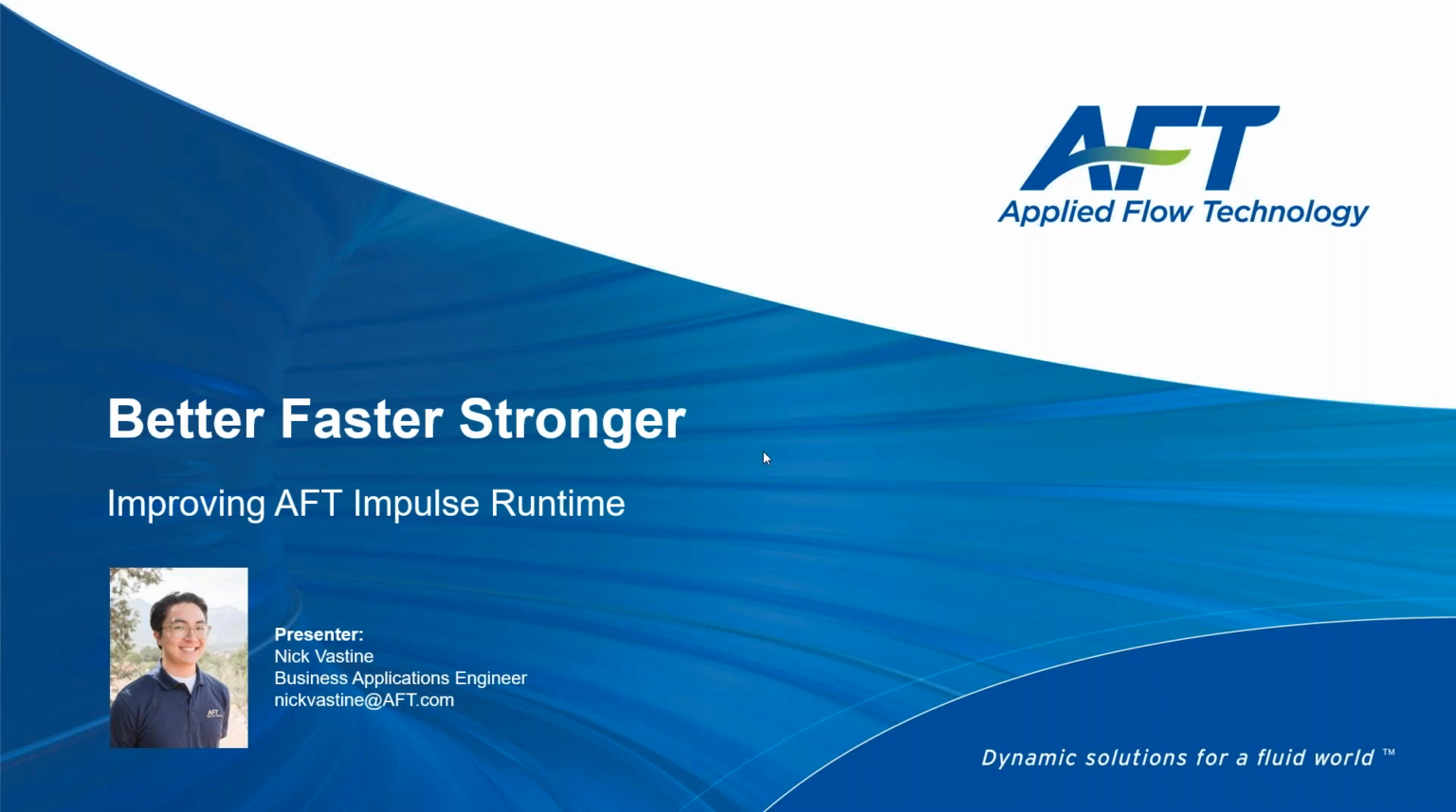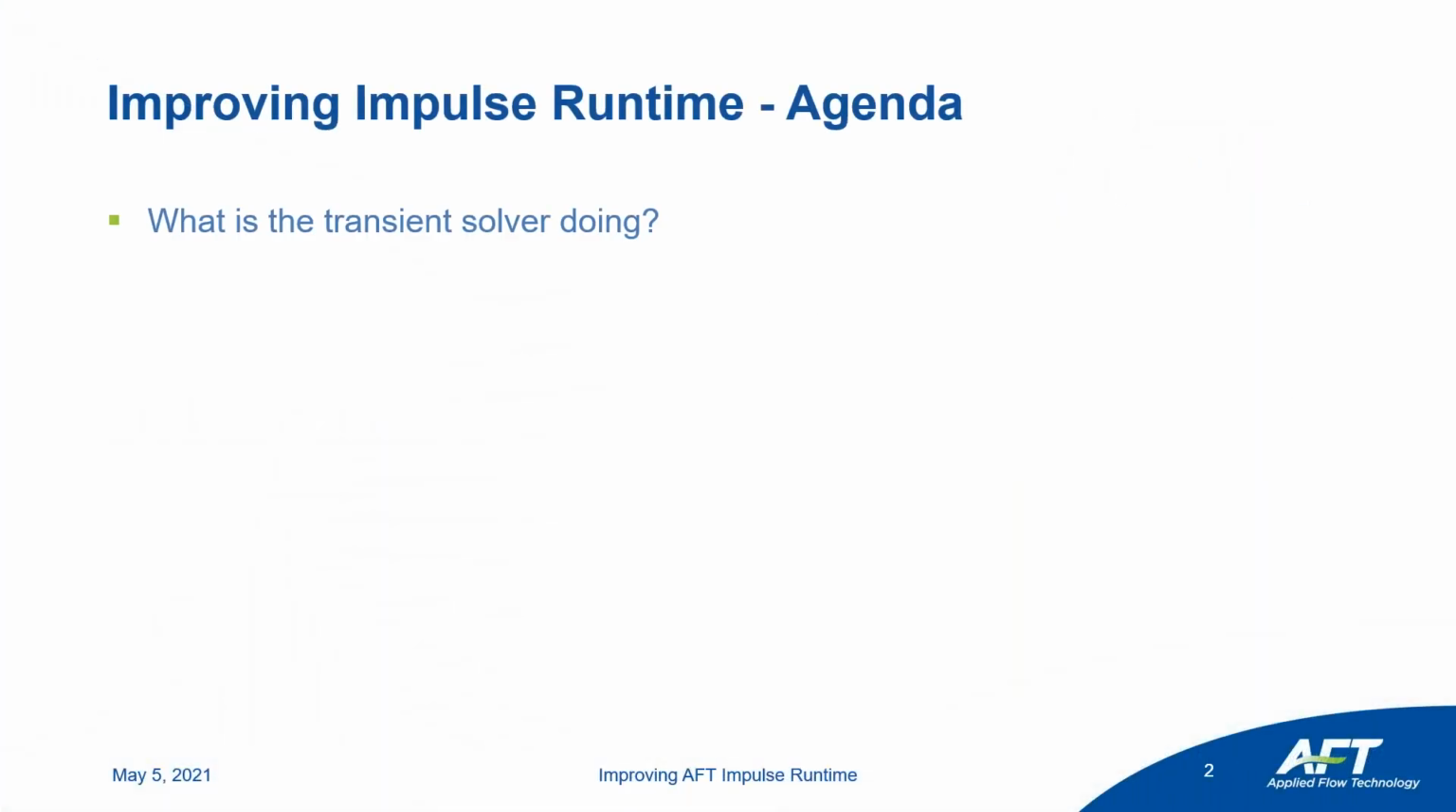So with that in mind, let's jump into the agenda. So this will really start from the back end of why AFT Impulse needs to be a separate analysis product. Why does a transient solver differ from a steady state solver? And what implications does that have on the solver itself? So we'll look at what the transient solver is doing. We'll look at some of the underlying solver back end. And the first part of that is how do we section a model?